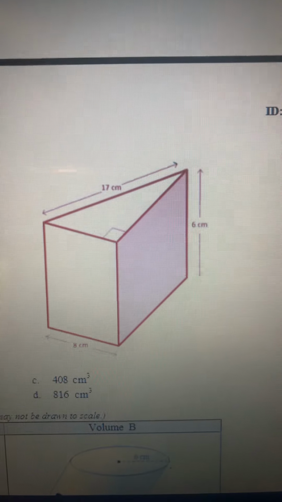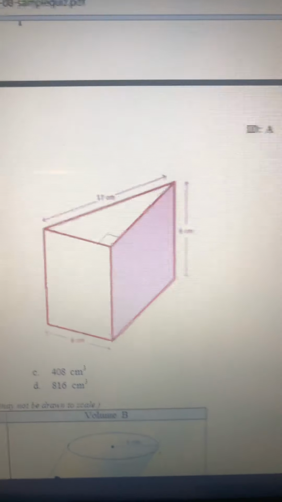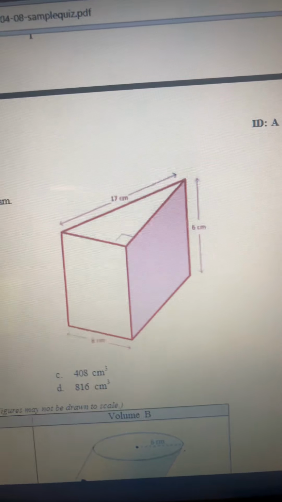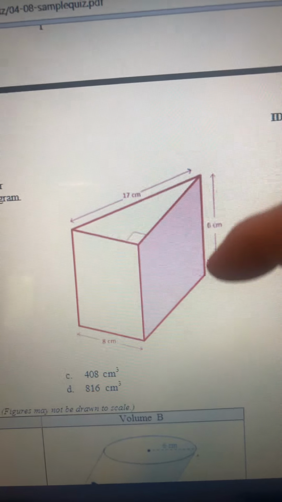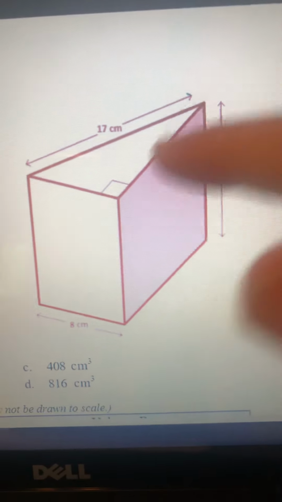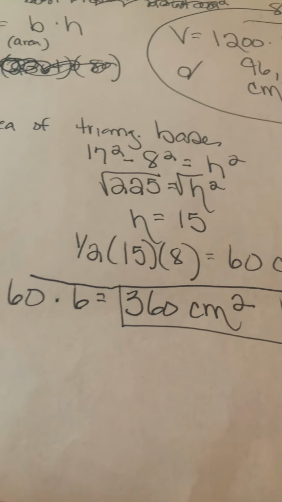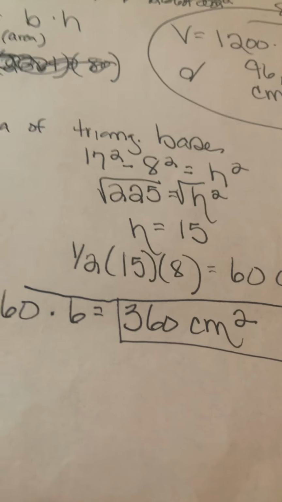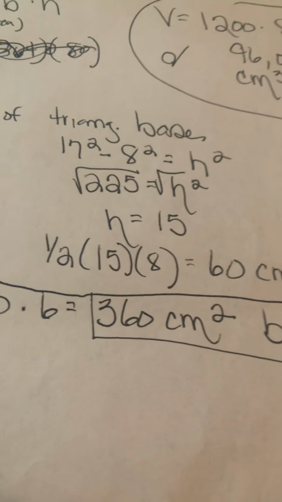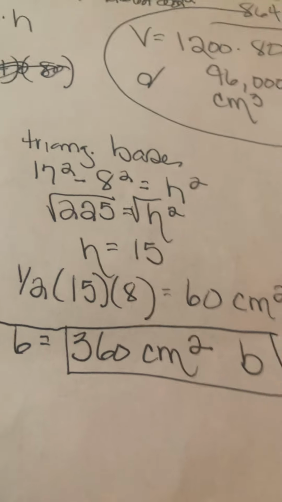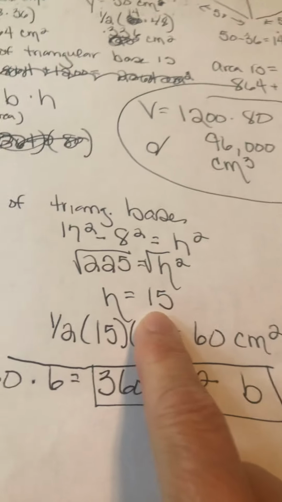So here we see that we have the hypotenuse of our base. We also know that our height is 6, and this side is 8. Now we need the height. So once again, we're going to have to use the Pythagorean theorem: 17 squared minus 8 squared equals the height squared. And of course, that comes to 225 equals height squared. Take your square root and you get your height of 15.